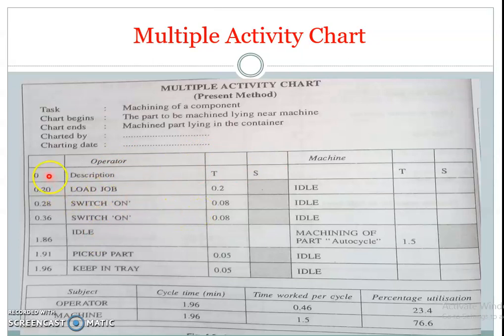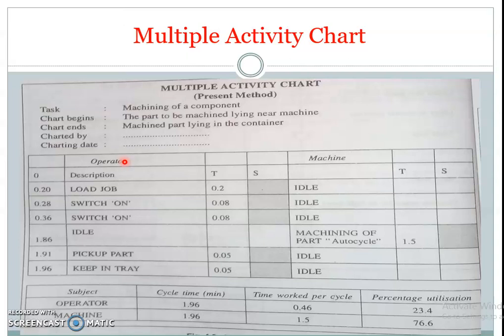A multiple activity chart consists of a series of bars or columns placed against a common time scale. The common time scale is placed here, in cumulative form, and here is the actual time required for that operation. Each subject is allocated to one bar. This is the operator and this is the machine. These are the two subjects of our discussion.